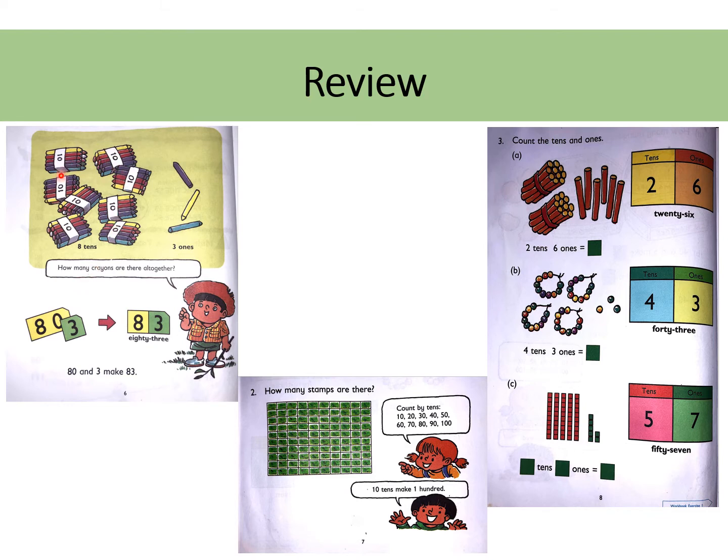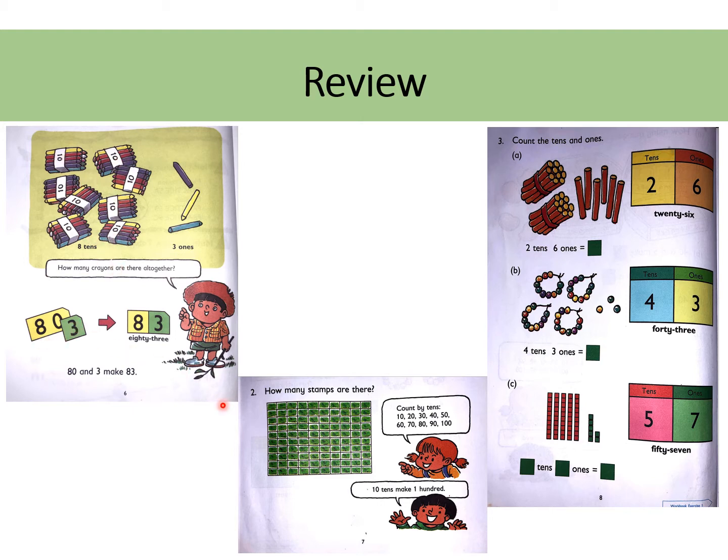So that means that you have a total of 80 crayons right here, and then on this side you have 3 crayons. So if you were to add this together, 80 plus 3, that's 83. Okay? 80 and 3 make 83. So remember, on your ones, you're going to leave it just like that. You're not going to add anything. You're not going to add any zeros. On your tens, you're going to add a 0. So if you have 8, you add the 0, that would be 80.